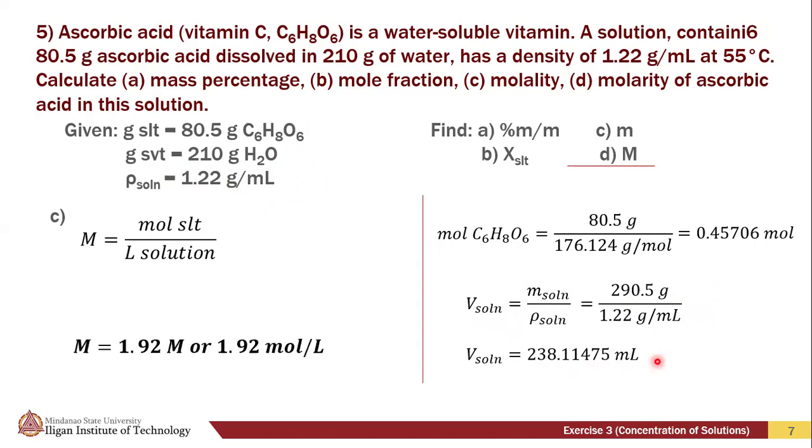And now we can calculate for the molarity. So you have this. Okay. This is already in liter since the formula asks for the solution in liter. So this ml is just converted into liter, which would give you this value, 0.23811 and so on. And so the molarity of our ascorbic acid solution is 1.92 molar. Last letter is capital M. Or you can express it as 1.92 mole per liter.